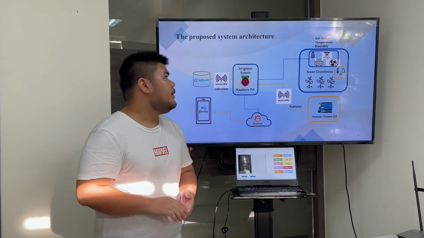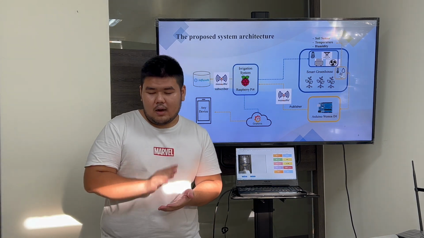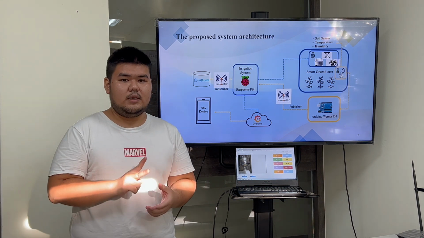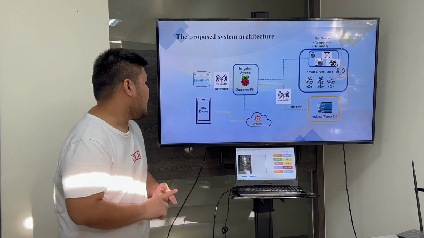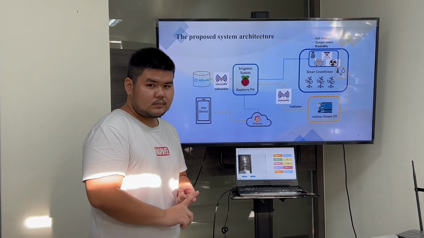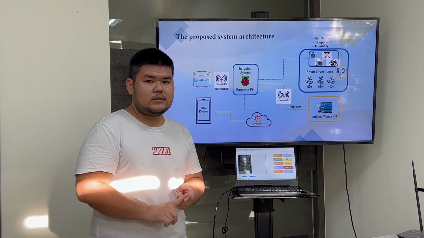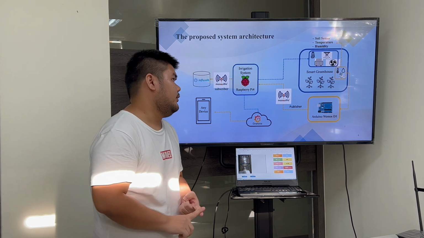Next is our proposed system architecture. For our work, we have two kinds of circuit board. The first one is the Raspberry Pi 4, and the second one is Arduino Uno. We also use the MQTT broker to transmit data between them.